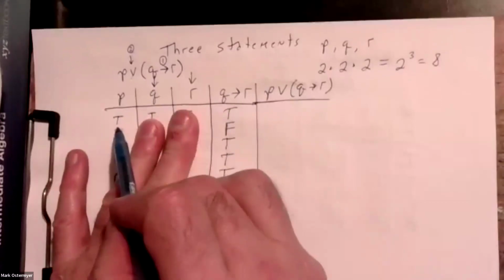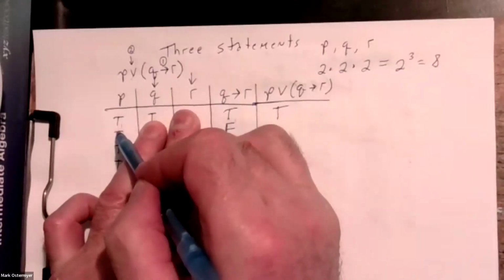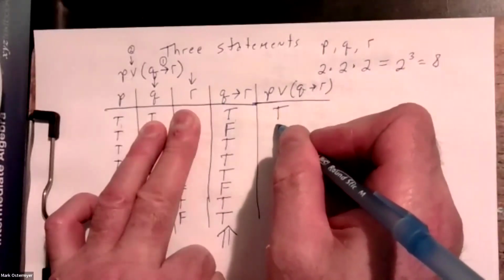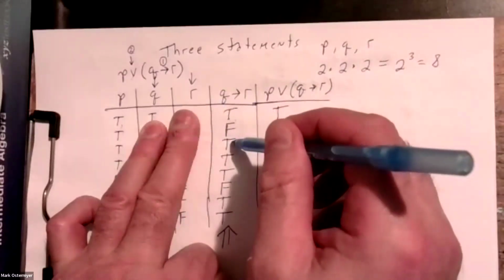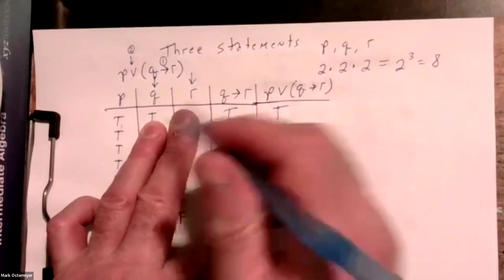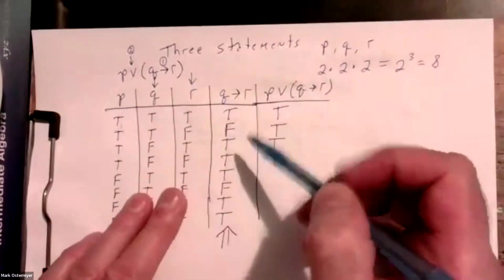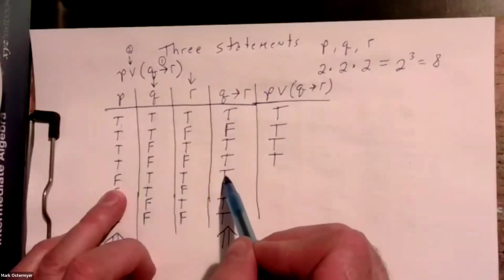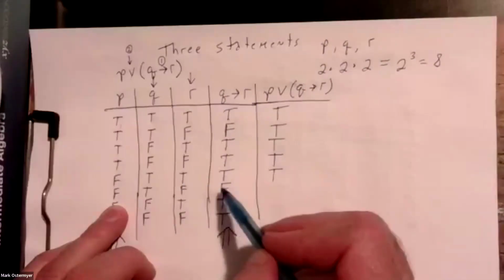So therefore, true or true? True or true? True. The OR is true. True or false? The OR is? Still true. At least one of your component statements is true. The OR is always true, unlike AND. Now, true or true? True. False or true? Still what? True. True.